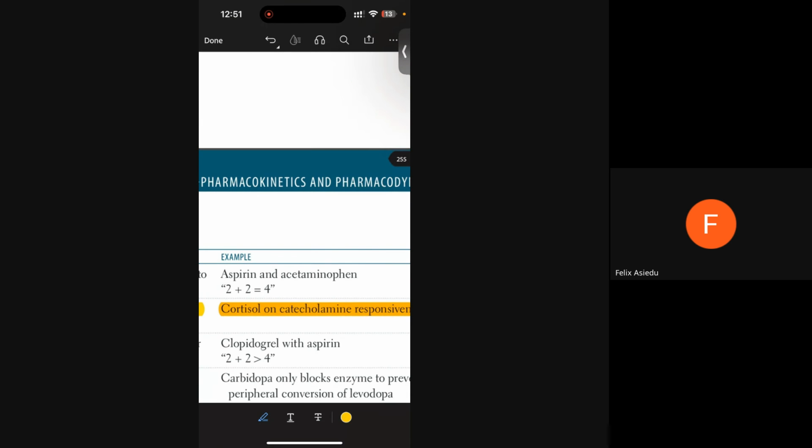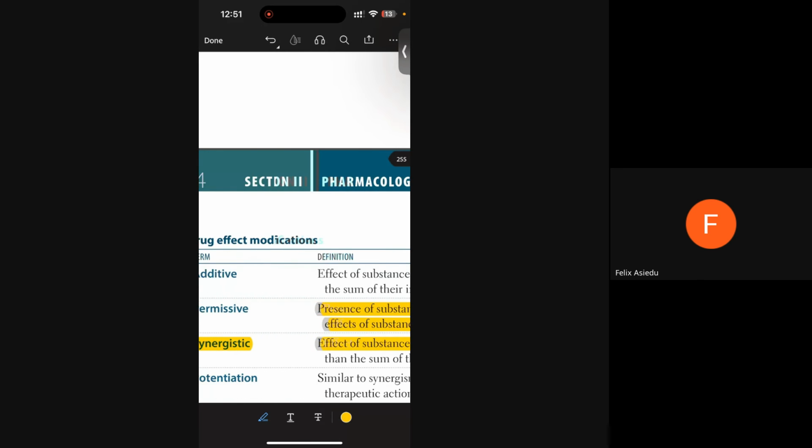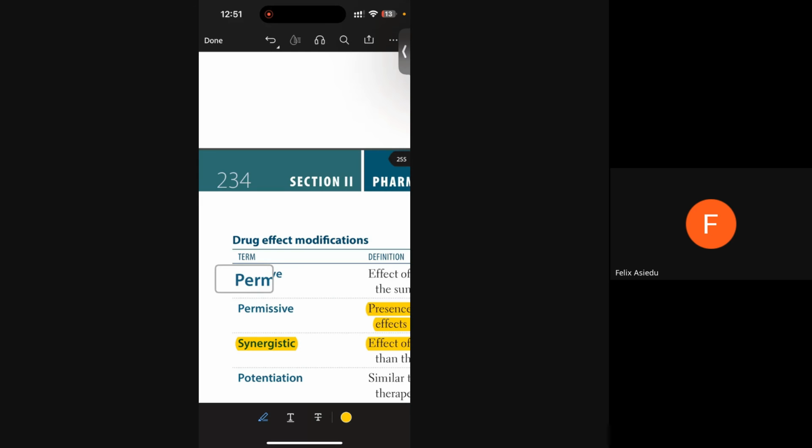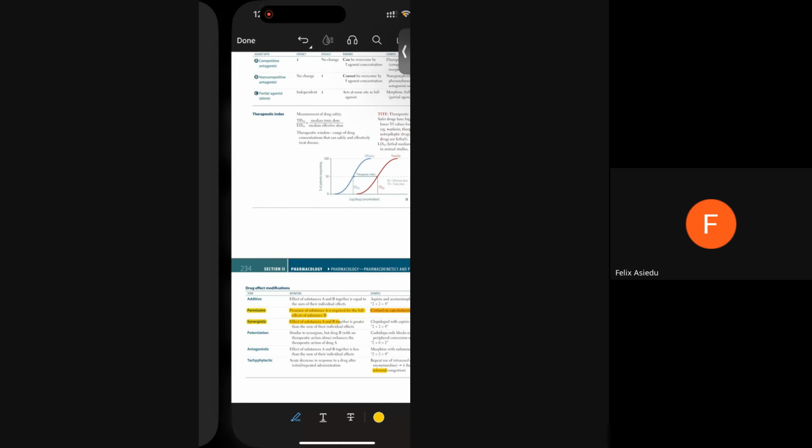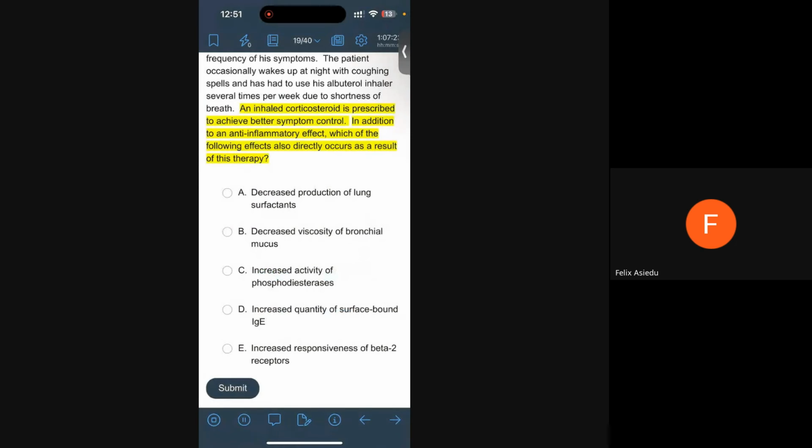Cortisol is a steroid. Albuterol acts on the beta 2 receptors, the catecholamine receptors, and the presence of a steroid increases the responsiveness of the receptors to albuterol. This is called the permissive effect. Now coming to the question, what will be the answer here? E, increased responsiveness of beta 2 receptors.